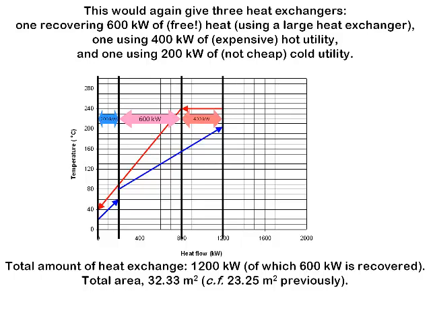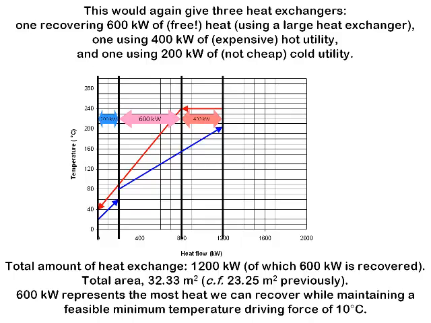Even so, as a general principle, the more heat recovery you have, the larger the heat exchangers you need to achieve this. That tends to be the trade-off that you're balancing. So 600 kilowatts then represents the most heat that we can recover while maintaining a feasible minimum temperature driving force of 10 degrees Celsius. And this idea of the minimum temperature driving force is an important concept.